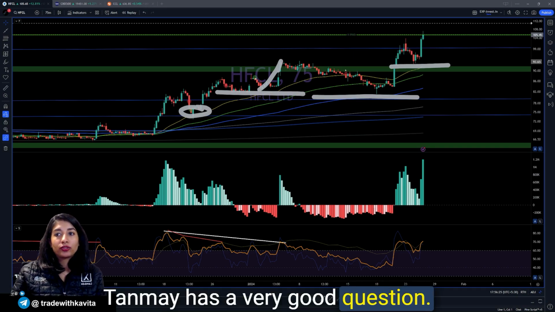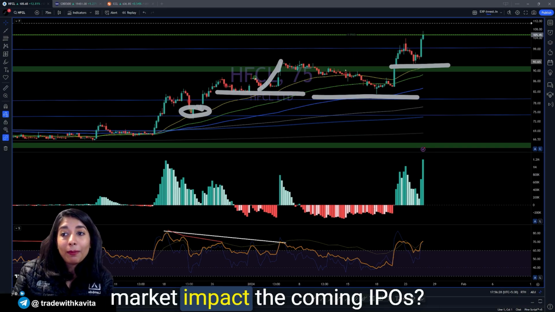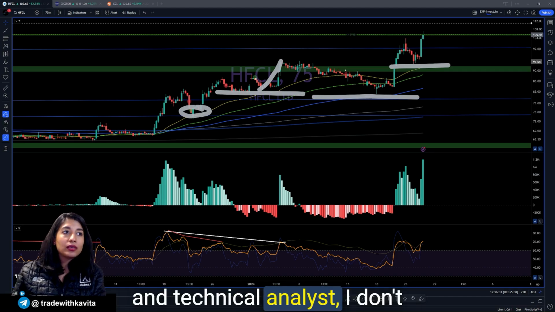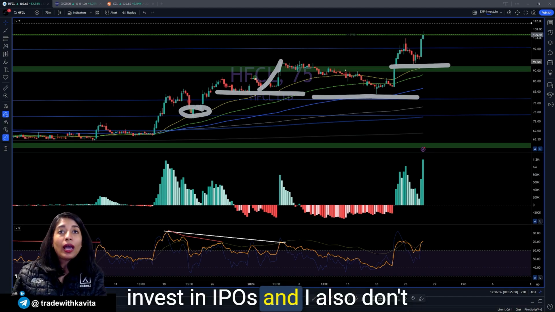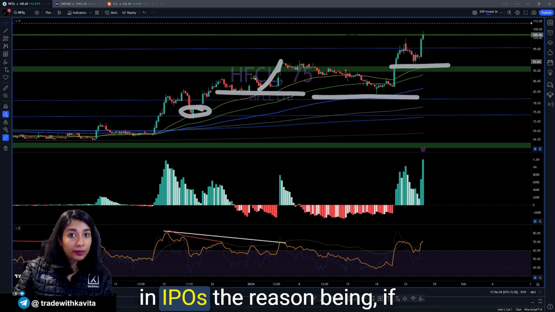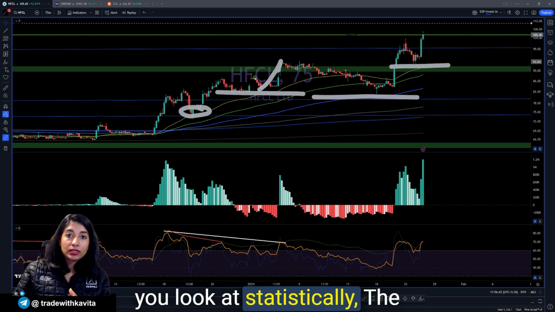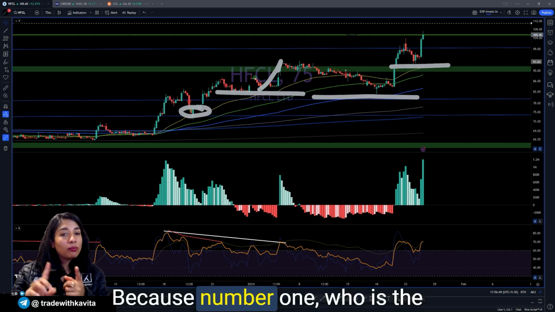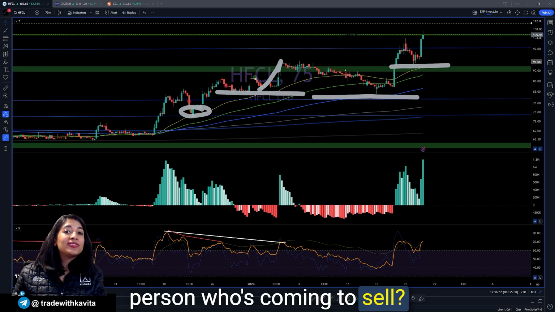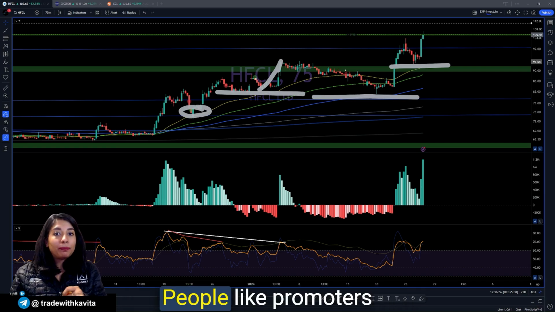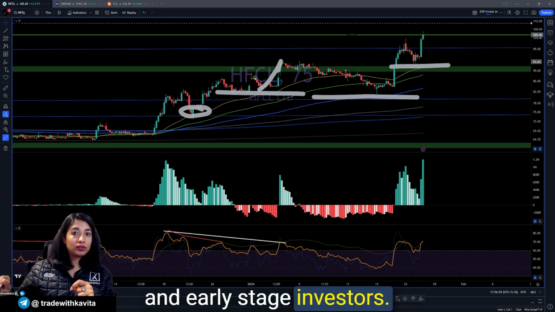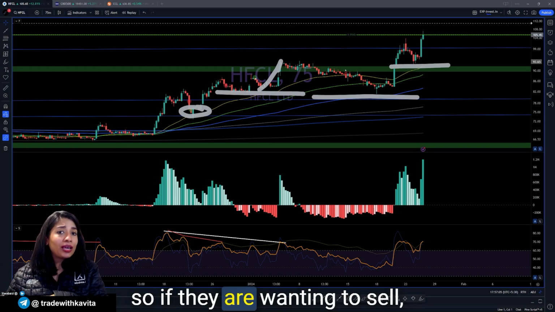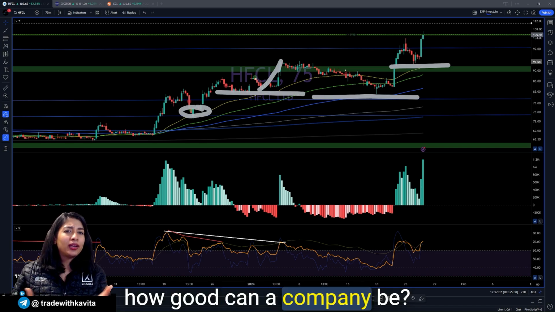Tanmay has a very good question. How much does correction in market impact the coming IPOs? Tanmay, as a research analyst and technical analyst, I don't invest in IPOs, and I also don't recommend members to invest in IPOs. The reason being, statistically, the IPO is not designed for a trader to succeed in. Why? Because number one, who is the person who's coming to sell you the stocks in an IPO? People like promoters and early stage investors. First of all, they know way more about a company than you do. So if they are wanting to sell, how good can a company be?